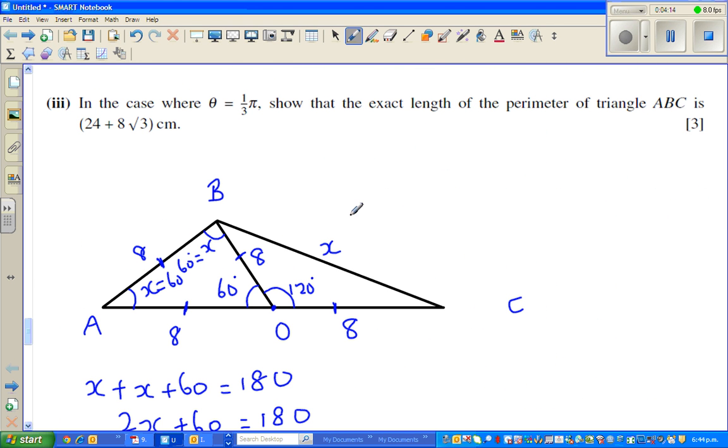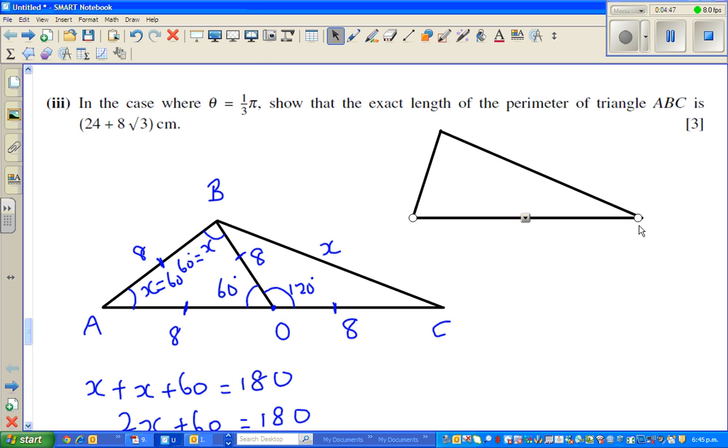Now let us finish this off. Let me bring back the C. C was far away, so this is C. You should now remember the cosine rule. So what's the cosine rule? Let me draw a triangle. The cosine rule is: if you know two sides and the included angle, suppose this is the angle theta, and you know a and b, and you want to find c.